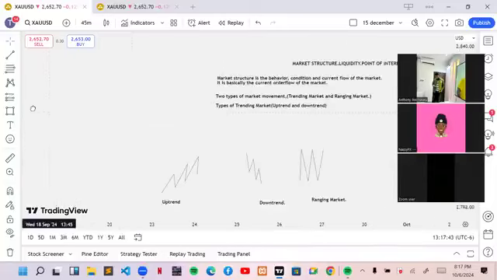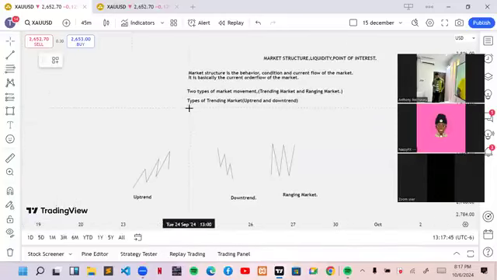Now, market structure shifts. The two things I look out for while picking the structure part of the strategy are market structure shifts and then break of structure. Market structure shift is an indication that a current trend is about to end and a new one is about to begin in the opposite direction.